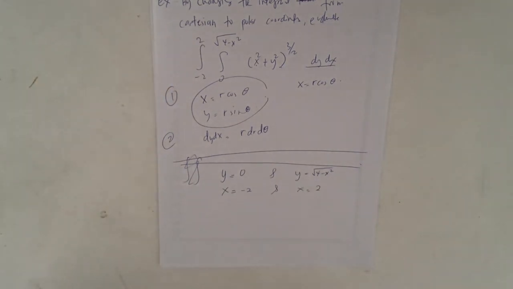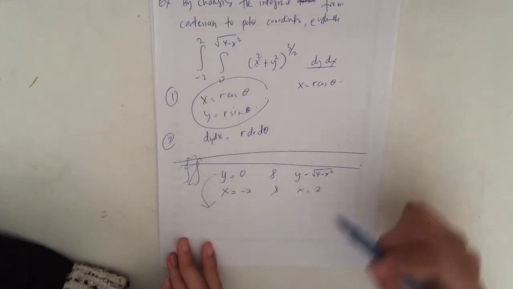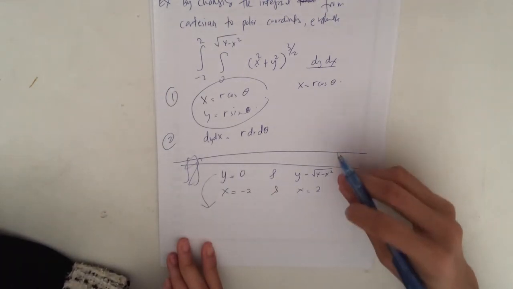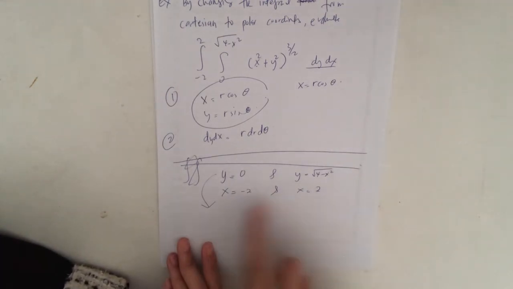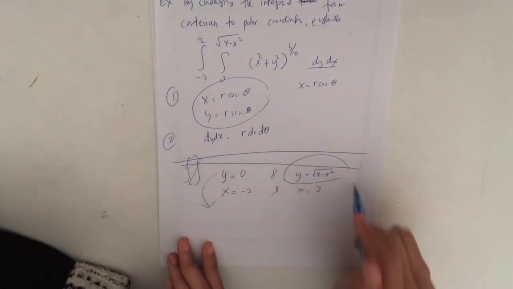So now we want to rearrange, or we want to find the new limit. We don't want to have x and y anymore. We want r and theta. So I do it first for y. Why I choose y first? Because y is more complex compared to x. x is just a direct number, but for y, yes, 0 and also this one. So we do this one first.